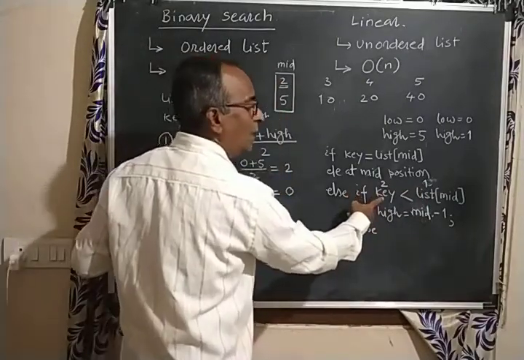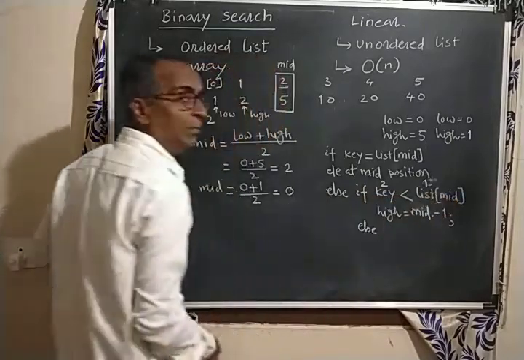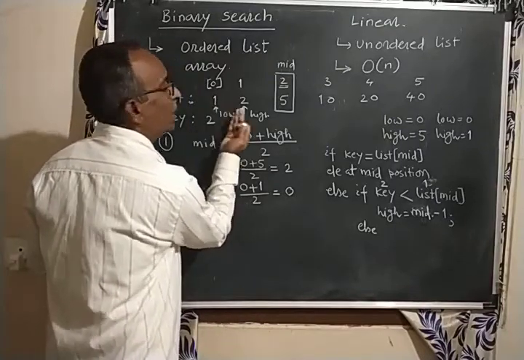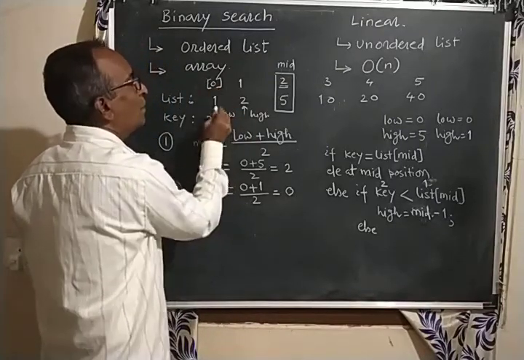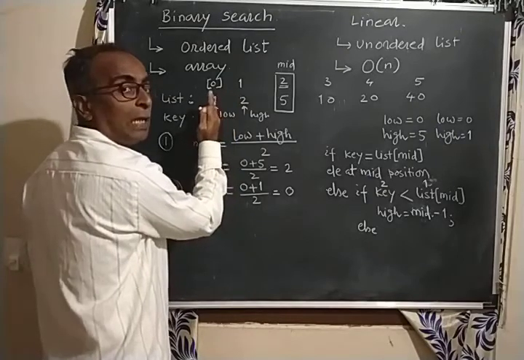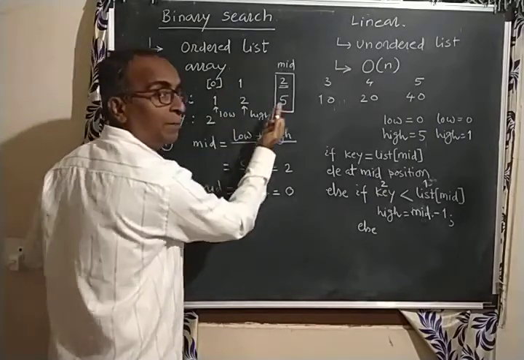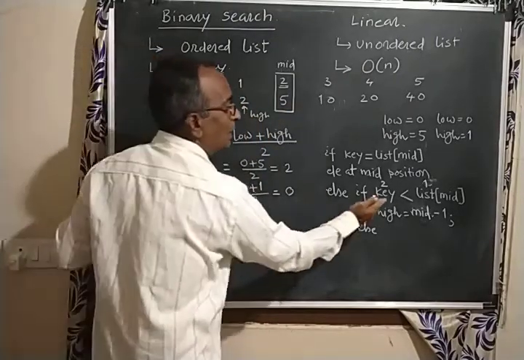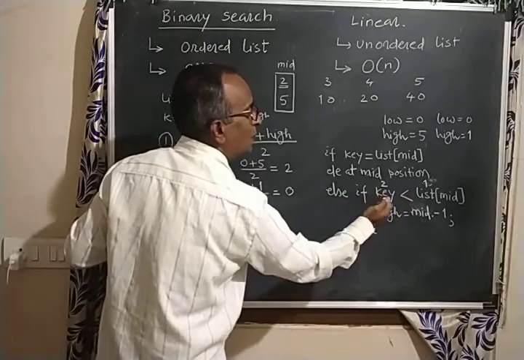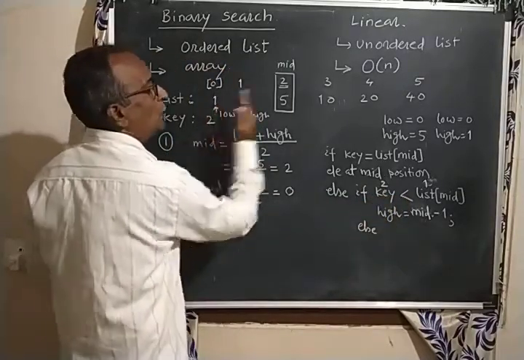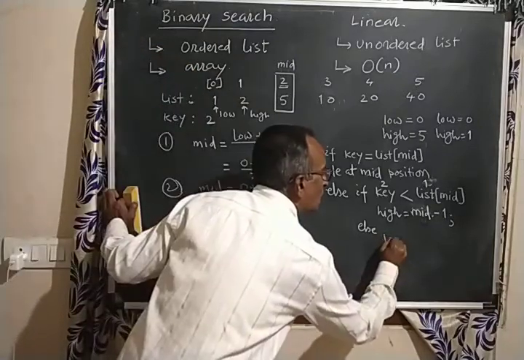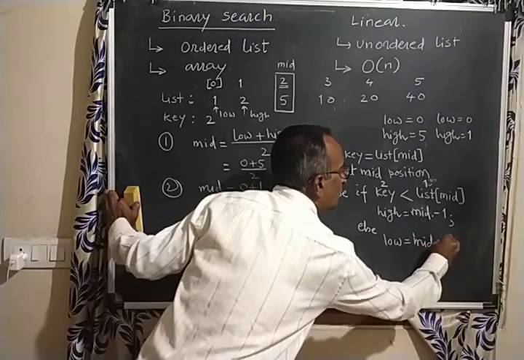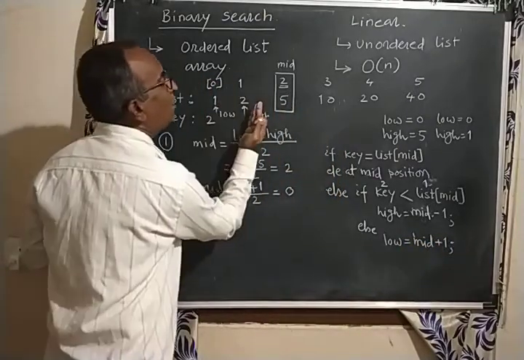Means when key is greater than list mid element. Now this is greater than mid element. Current mid is here. Greater means the element should be in right part, right sublist. So when this condition doesn't hold, opposite condition, key is greater, then you have to change low. And low is assigned mid plus 1.